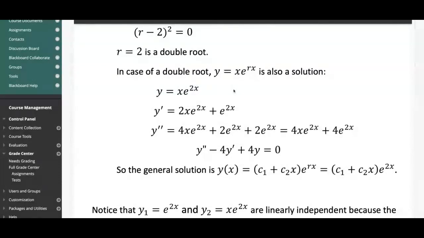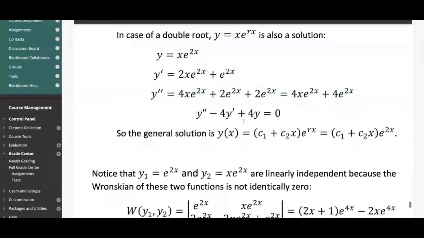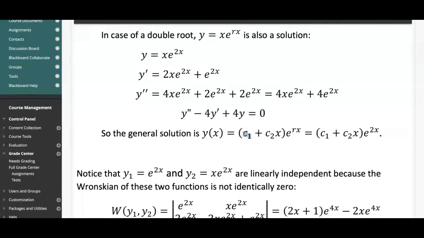So in the case of a double root, y equals x times e to the rx is also a solution, right? We check this: y prime is this, y double prime, we do the calculation, and then we substitute y prime and y double prime. We see that it also satisfies the equation, equal to 0. So what is the general solution? The general solution is C1 y1 plus C2 y2 times x, so e to the rx.